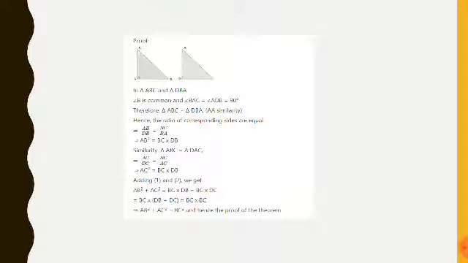Then angle ABC congruent to angle DAC. AC by DC equal to BC by AC. AC square is equal to BC into DC. Then next, adding two equations, AB square plus AC square equal to BC into DB plus BC into DC. Then take common BC outside, BC into DB plus DC equal to BC into BC. AB square plus AC square is equal to BC square, hence proved.